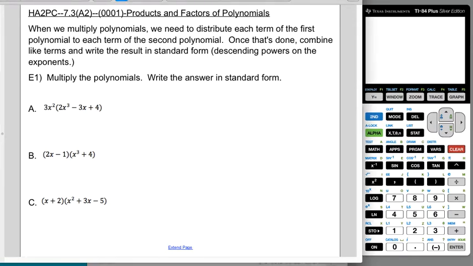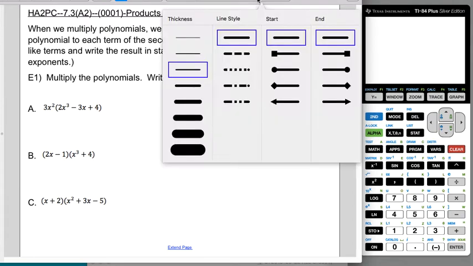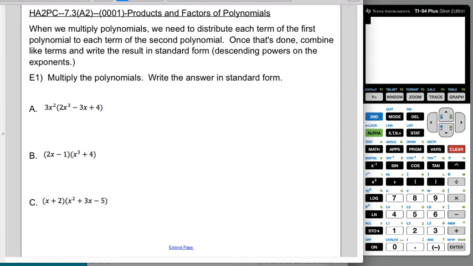Let's start. Essentially, if you have 3 functions, you just treat them as 2 at a time, and then you work your way through it. So let's go ahead and start with this. We're going to distribute, because this is just a monomial in front, right? So when I distribute, I'm going to get a 6x to the 5th minus a 9x cubed plus a 12x squared. And that's already in standard form, so I'm done.